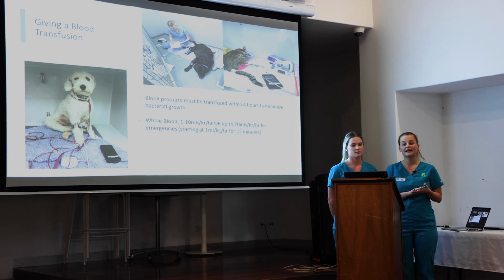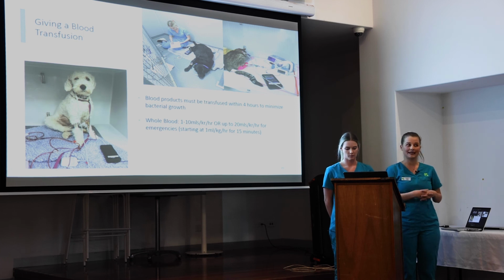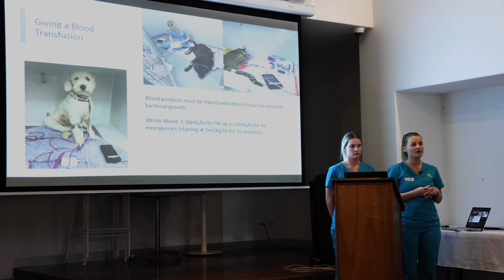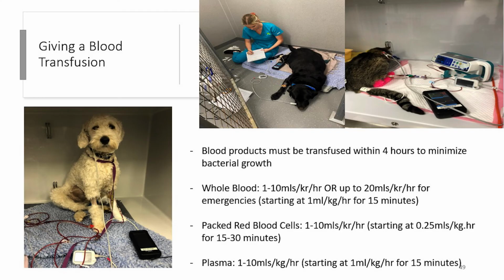Your whole blood is 1 to 10 mils per kilo per hour, or up to 22 mils per kilo per hour. That rate is generally reserved for your emergencies and critical patients, so that's quite a high rate. We always start at 1 mil per kilo per hour for the first 15 minutes or so, and then we'll slowly increase that until we reach our desired rate.